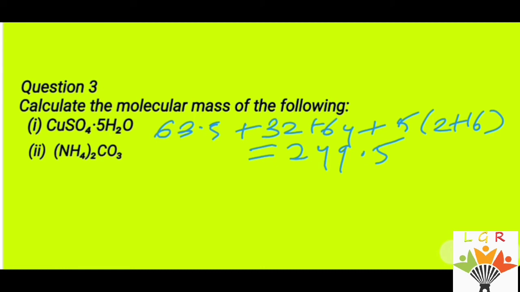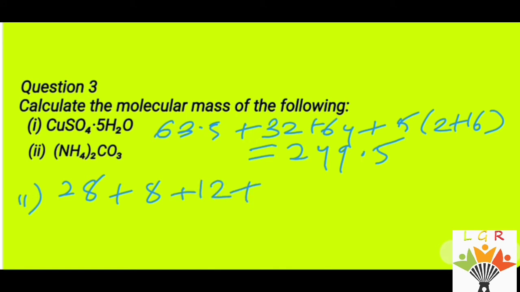Now let us check the molecular weight of ammonium carbonate. Ammonium carbonate consists of 2 nitrogen. So the weight of 2 nitrogen atoms is 14 into 2, that is 28, plus 4 into 2, that is 8 atoms of hydrogen, 8 into 1, that is 8, plus carbon is 12, plus 3 into 16, that is 48. So the total weight is 96.